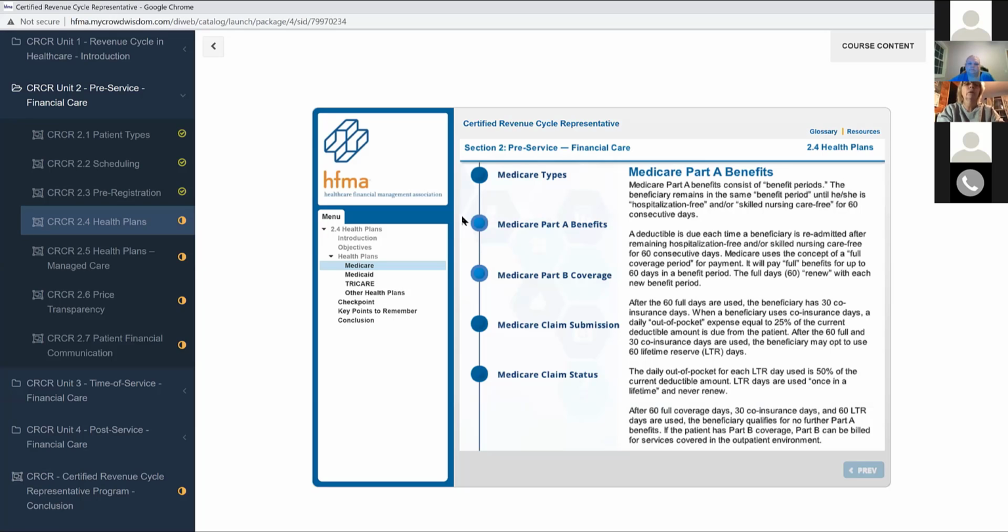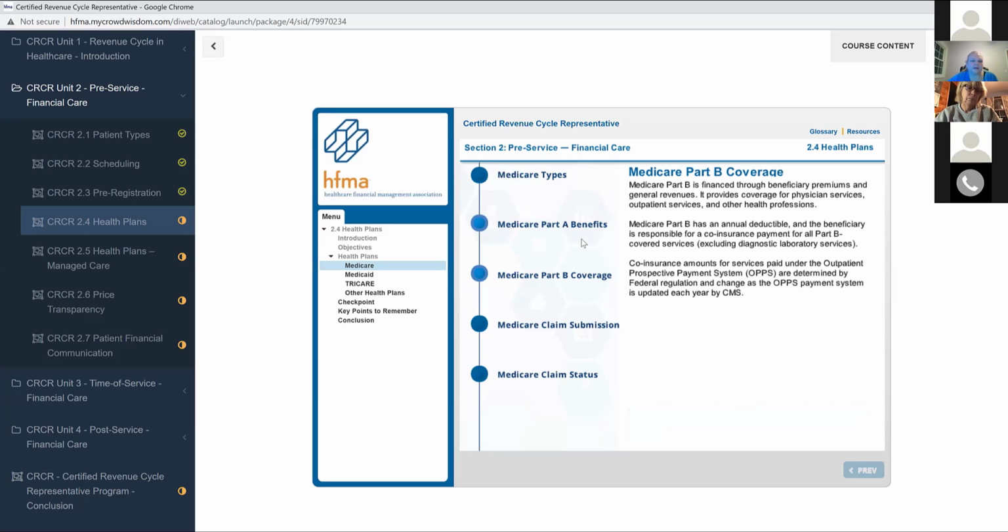And then Medicare Part B, it does have an annual deductible. The beneficiary is responsible for the coinsurance payment. So that's more similar to the insurances you or I would have, where you have coinsurance, you have a deductible, whatever the case is. Coinsurance amounts for services paid under the OPPS, the Outpatient Prospective Payment System, are determined by federal regulation. That's just a fancy way of saying CMS puts out a fee schedule and they pay you based on that fee schedule. So the coinsurance, because they have that 20% coinsurance, it's calculated for you.